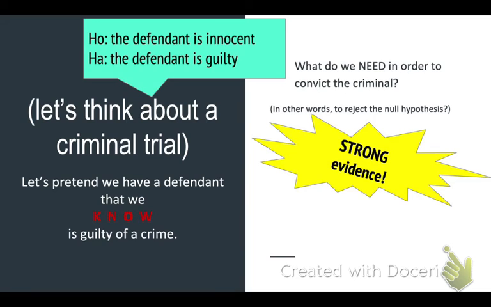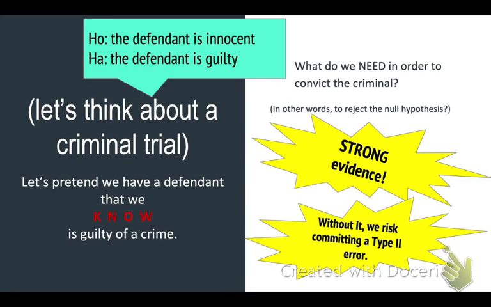So that's the whole purpose of a trial. And without that strong evidence, we risk committing a type 2 error, right? Because our type 2 error is a false negative. So the criminals that actually are guilty end up being told that they're not guilty, right?